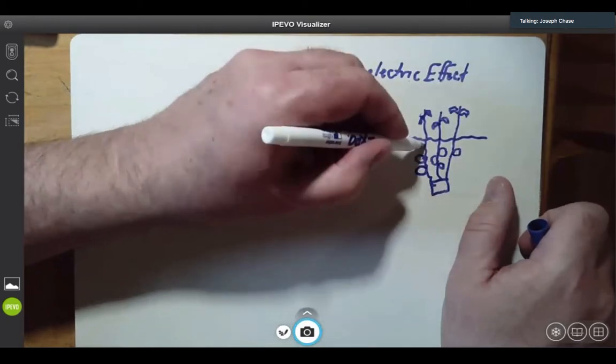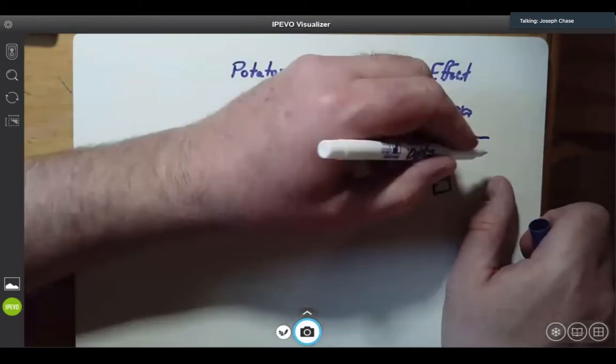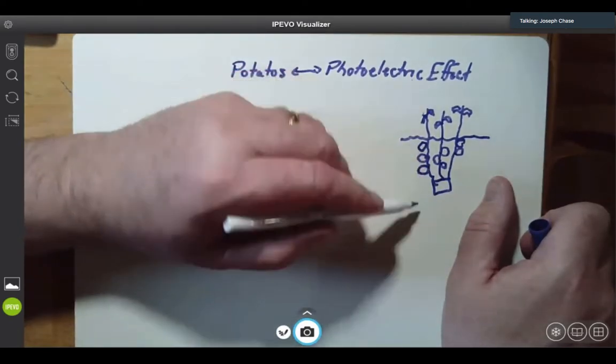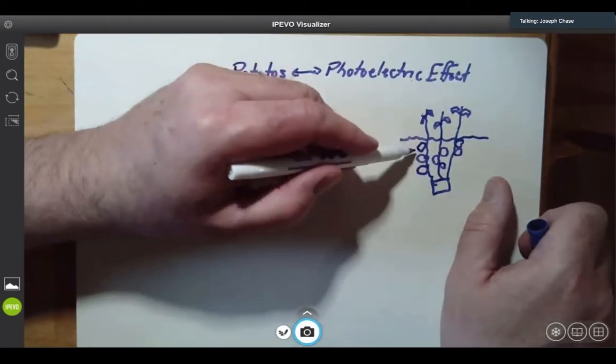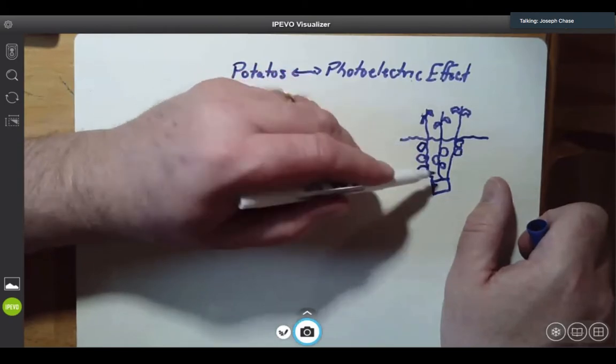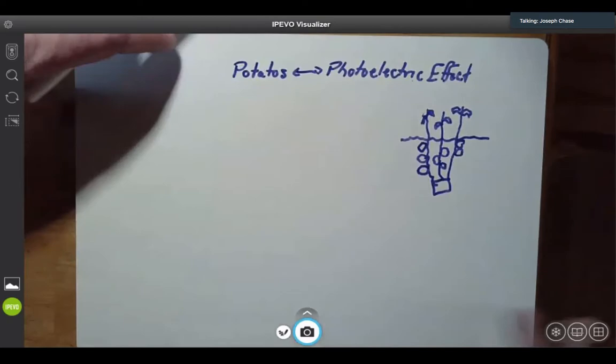Now, why potatoes in the photoelectric effect in the first place? It's because when it's time to harvest these potatoes, you have to dig for them. Some potatoes are going to be really easy to dig for because they're close to the surface, but other ones you have to dig deeper for. And that's where the photoelectric effect comes in.